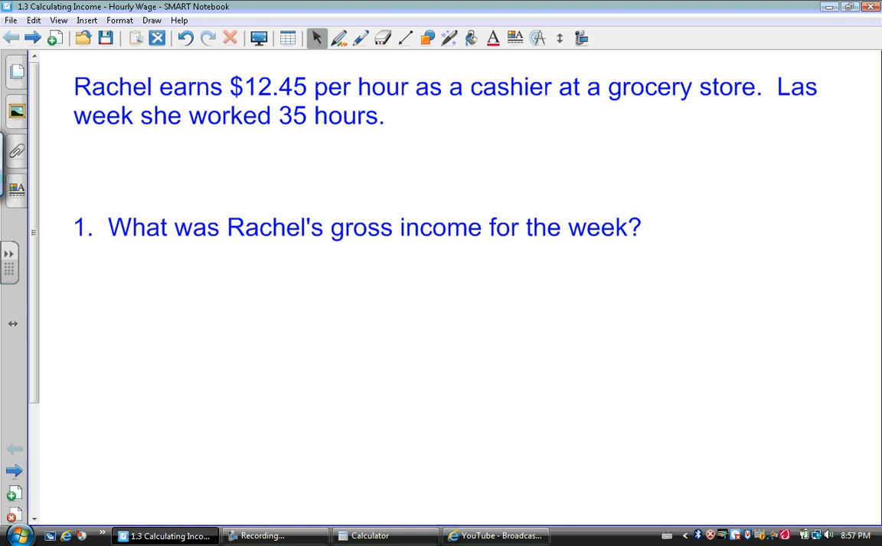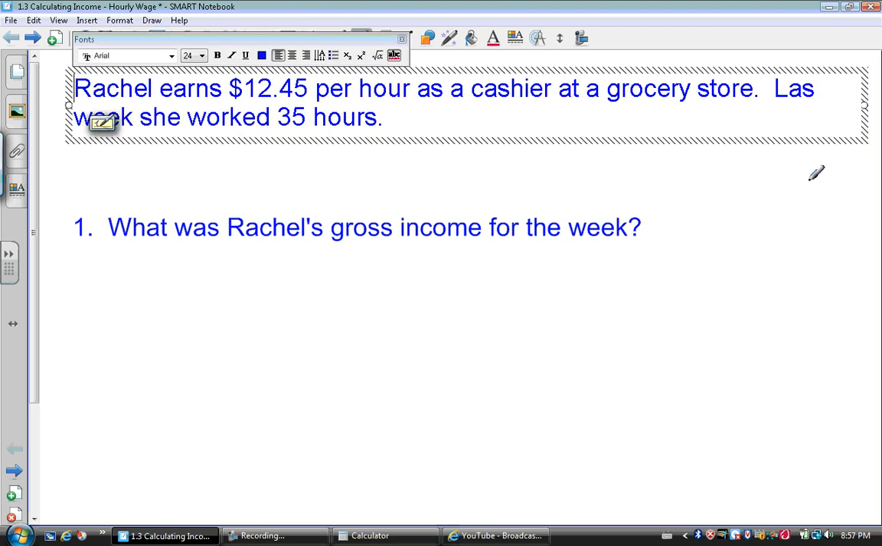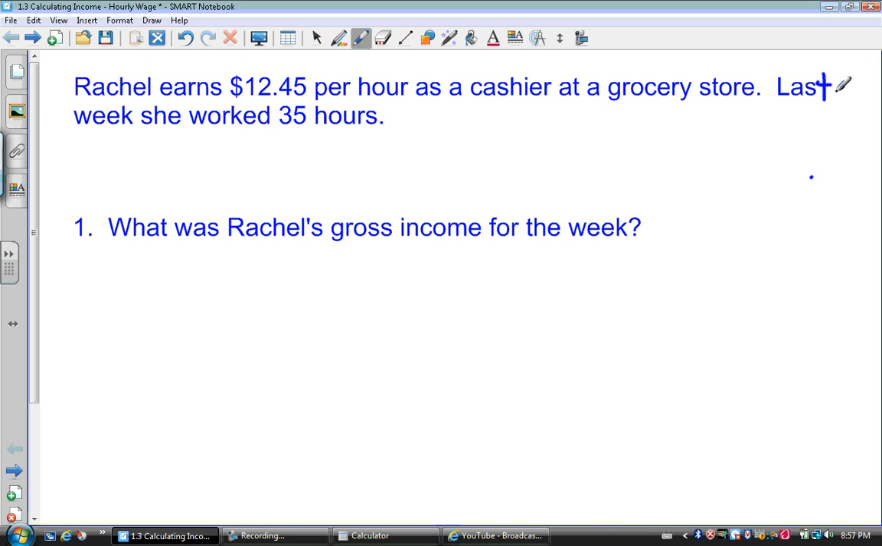To begin, Rachel earns $12.45 per hour as a cashier at a grocery store. Last week, she worked 35 hours. So what we want to know is what was Rachel's gross income for the week.